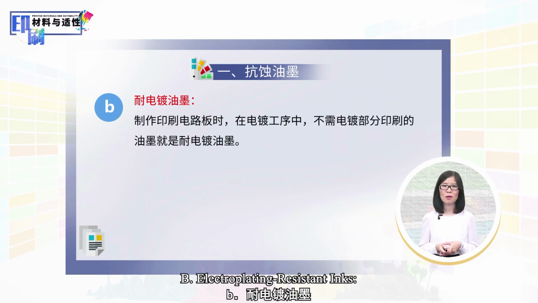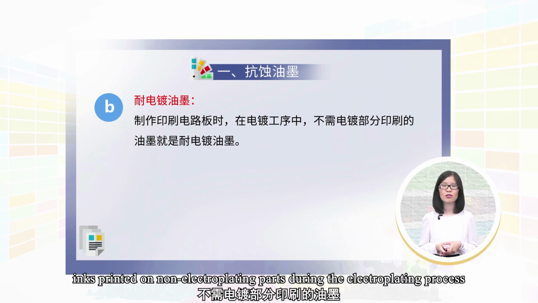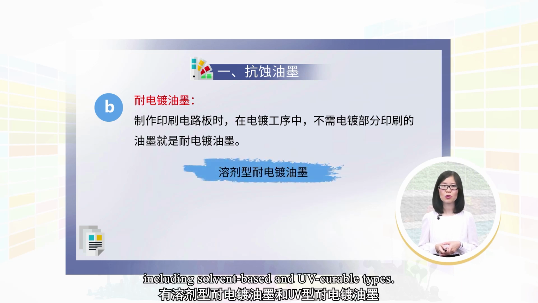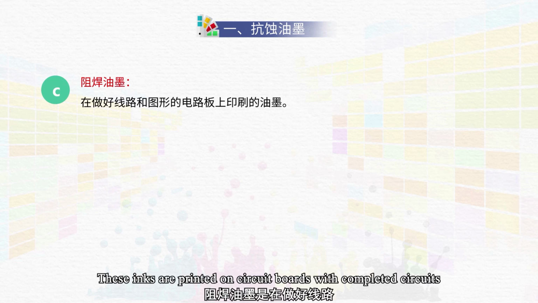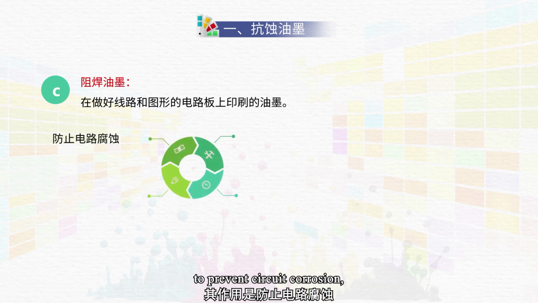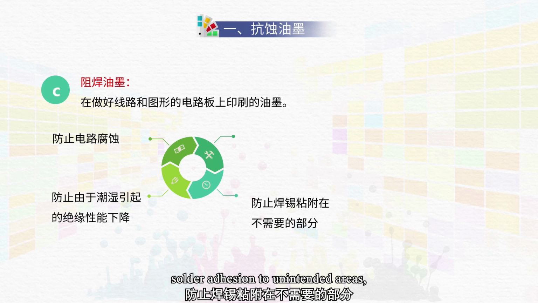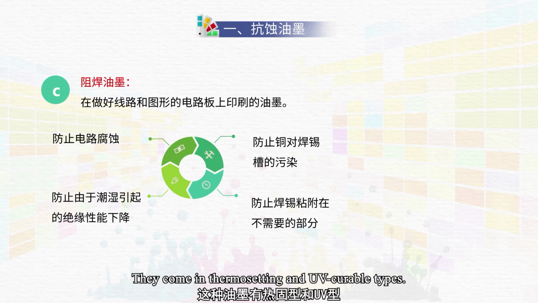B. Electroplating-resistant inks. In the production of printed circuit boards, inks printed on non-electroplating parts during the electroplating process are electroplating-resistant inks, including solvent-based and UV-curable types. C. Solder-resistant inks. These inks are printed on circuit boards with completed circuits and patterns to prevent circuit corrosion, insulation degradation due to moisture, solder adhesion to unintended areas, and copper contamination of solder baths. They come in thermosetting and UV-curable types.